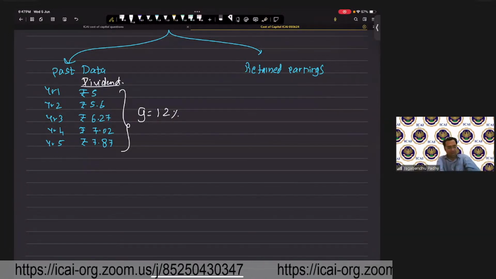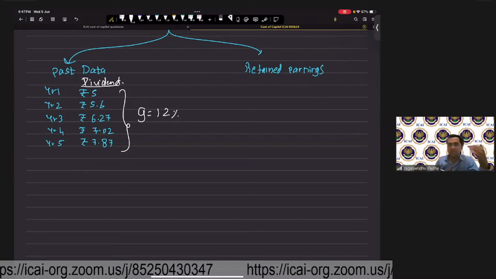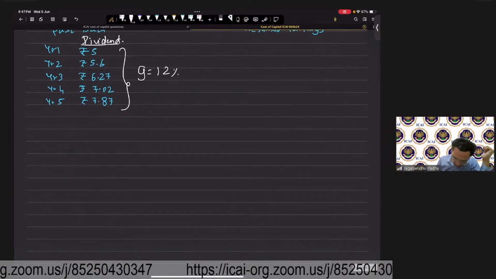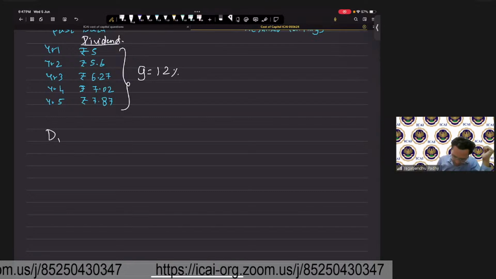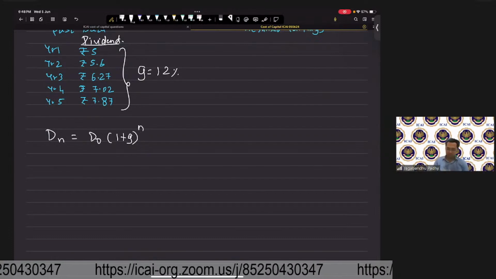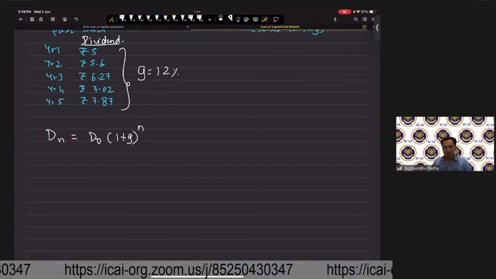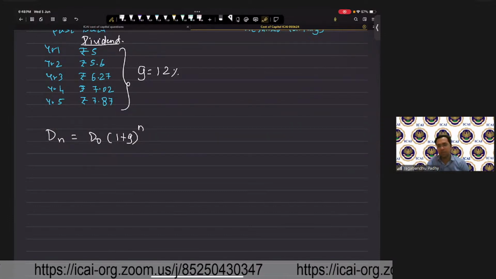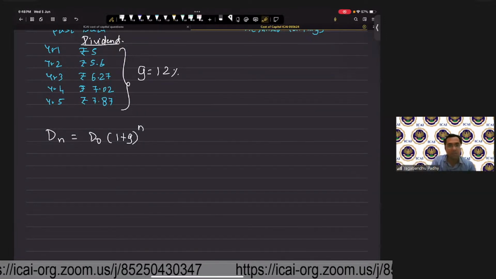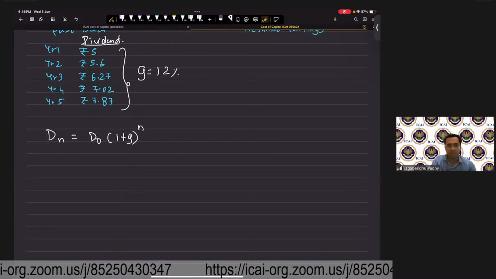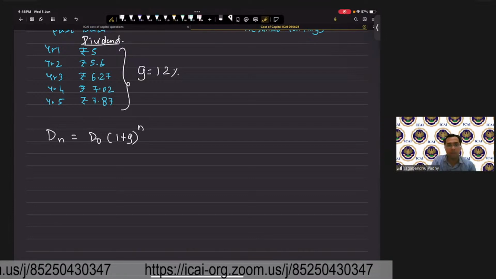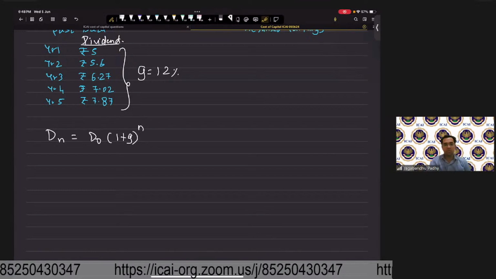But sometimes the growth may not be exactly visible that it is 12%. Sometimes it may be haphazard also. So the ideal way to get the growth rate is this: dividend in year n will be dividend in year 0 into 1 plus g raised to n. Remember this formula, guys? Dn equal to D0 into (1 plus g) raised to n. I think you might have learned this in time value of money, compound interest. So that's a simple formula.